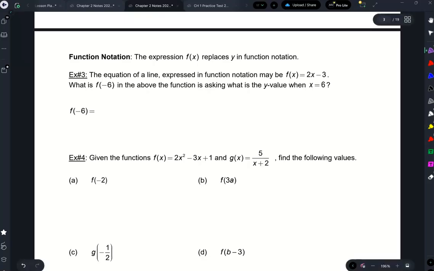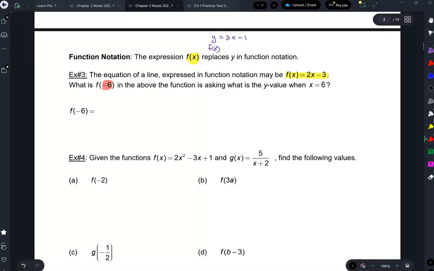If you have an equation, y = 3x minus 1, to write it as a function, the y gets replaced by f of x. So this would be f of x instead of the y. Now, suppose you have an equation of a line, and in function notation, it's this, right?